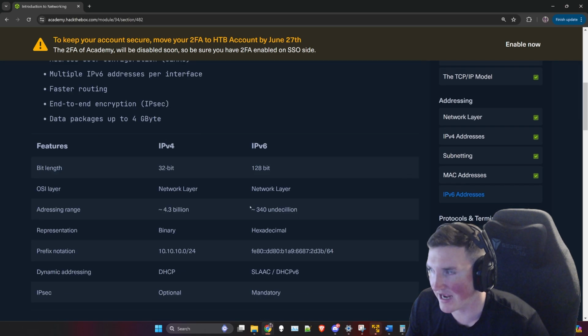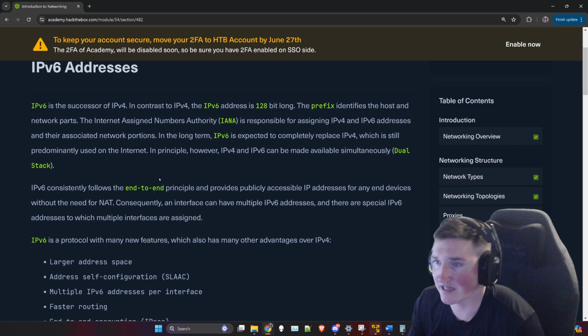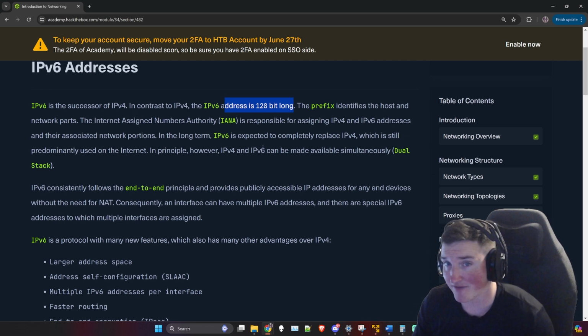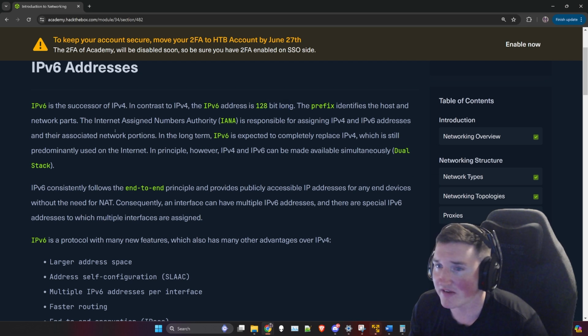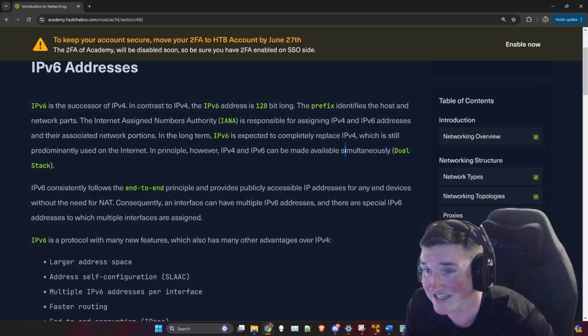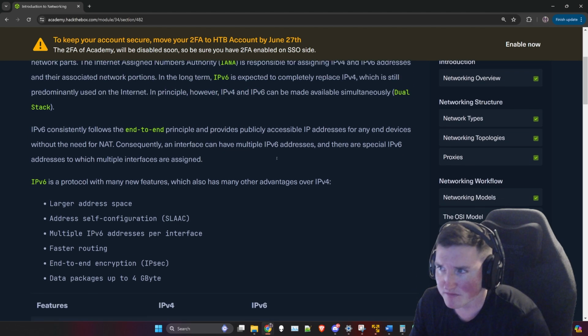All right, lastly, IPv6 addresses. They don't go into a ton of detail here, but like I said at the beginning, IPv4 ran out very quickly. IPv6 is 128 bits long. If you remember, IPv4 is 32 bits. This is 128, so it's more than triple, right? So it identifies the host on the internet. IANA is responsible for assigning IPv4 and IPv6. In the long term, IPv6 is supposed to completely replace IPv4, which is still predominantly used. But in principle, you can use them both, right?